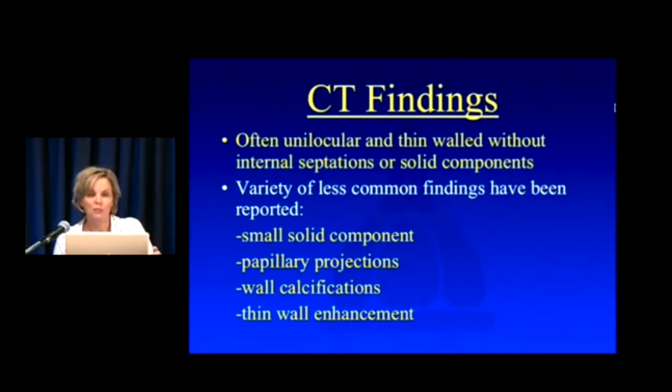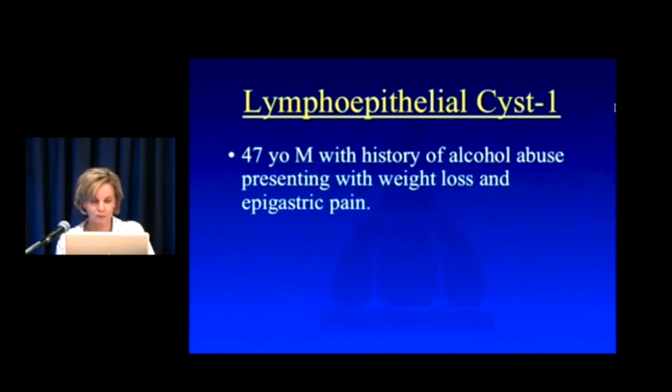It has been reported sometimes to have solid components, so in that case, kind of all bets are off. If you see a cystic lesion with mural nodules or solid components, you're going to suggest that it could be a mucinous neoplasm. Okay, so let's look at a couple examples.